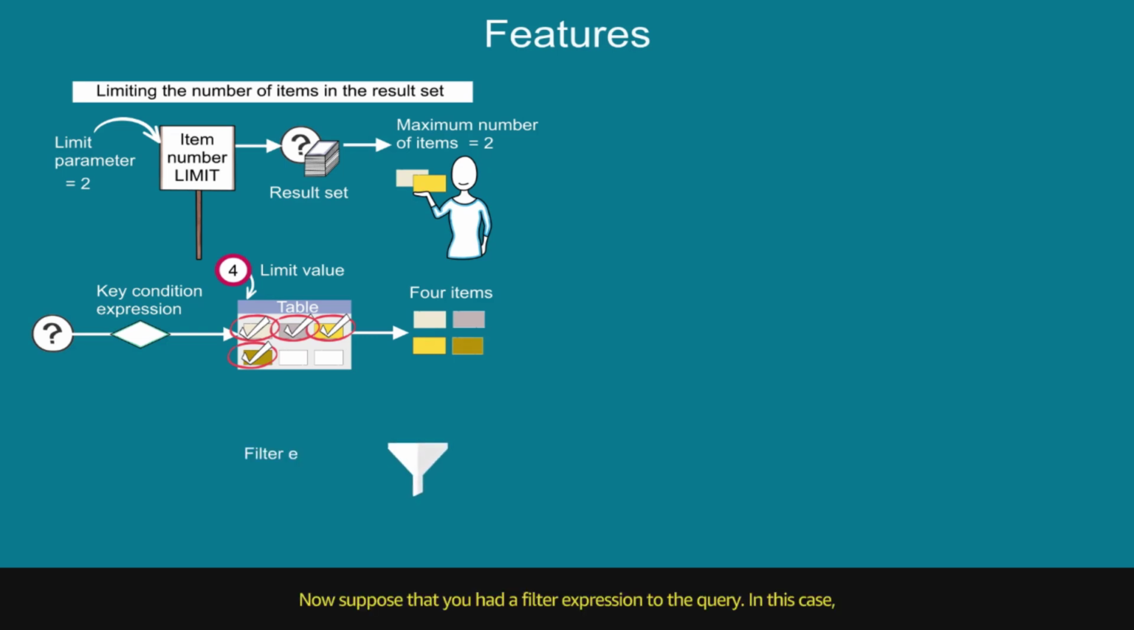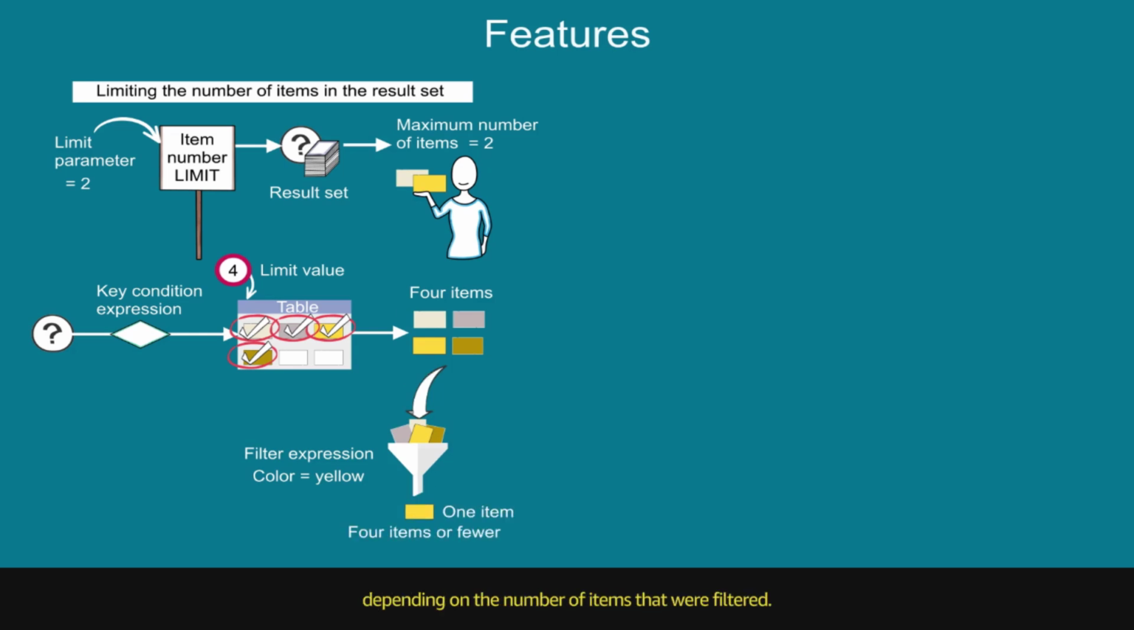Now suppose that you add a filter expression to the query. In this case, DynamoDB applies the filter expression to the 4 items that were returned, discarding those that do not match. The final query result contains 4 items or fewer, depending on the number of items that were filtered.